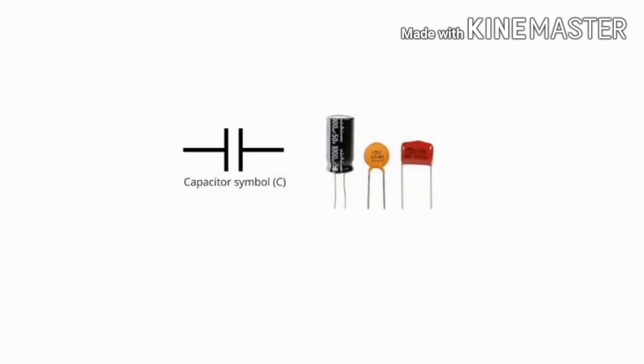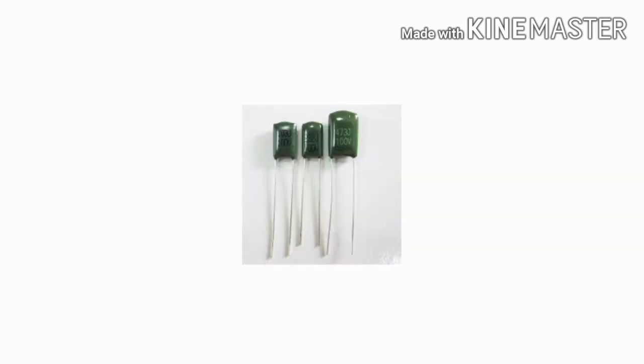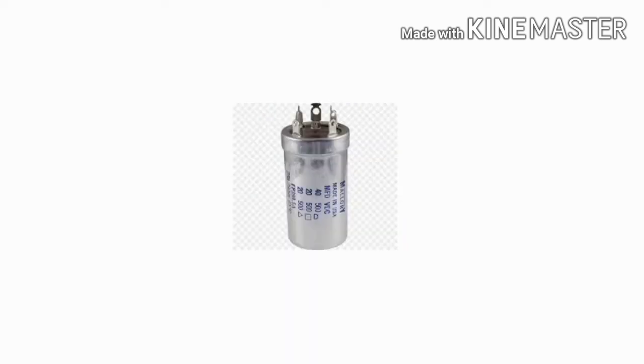Next are the practical capacitors. These are different capacitors with ratings, both polarized and non-polarized, with different voltage ratings such as 300 volts and 200 volts. We mainly observe these capacitors in household appliances like induction machines, fans and refrigerators, and we can use them for industrial purposes also.